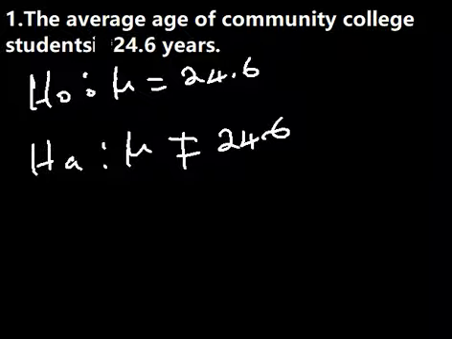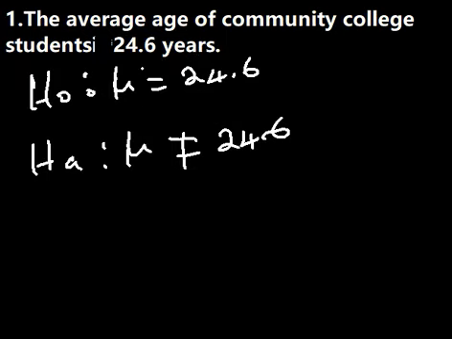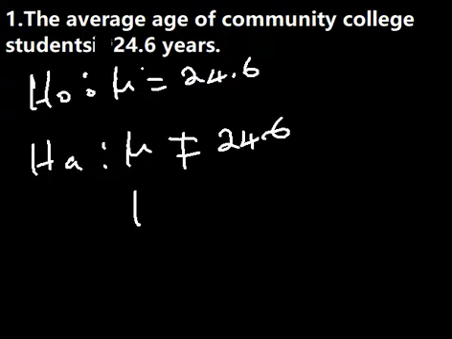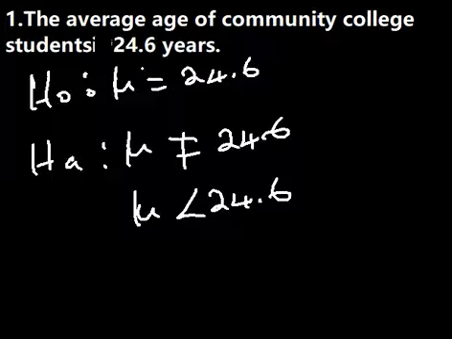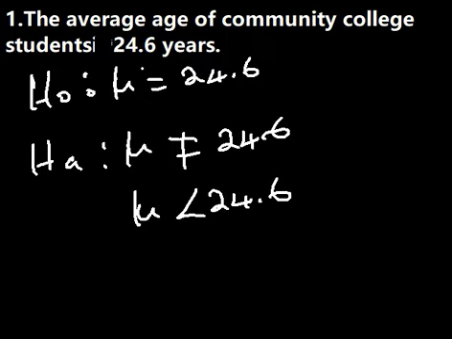So basically, if the null says the mean is equal to that value, the alternative hypothesis can say that it is not equal to this one, or sometimes it may say that it is less than this one, so we can have it as mu is less than 24.6. In this case the alternative hypothesis has a direction, so this is a one-tailed test, a left-tailed one. And it can also be that mu is greater than this one.